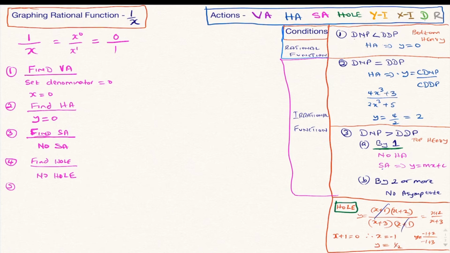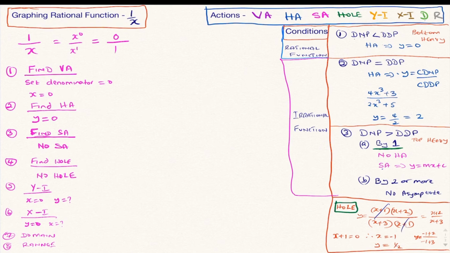Number 5, y-intercept. It doesn't have a y-intercept, because to find a y-intercept, you have to ask when x equals 0, what is y? x equals 0 is a line of asymptote, so it doesn't cross it, so no y-intercept. Number 6, x-intercept. To find the x-intercept, you say y equals 0, and what is x? Again, y equals 0 is an asymptote, so it doesn't cross it, therefore no x-intercept. And the last two are the domain, 7, and the range, 8, which we will find when we've plotted the graph.